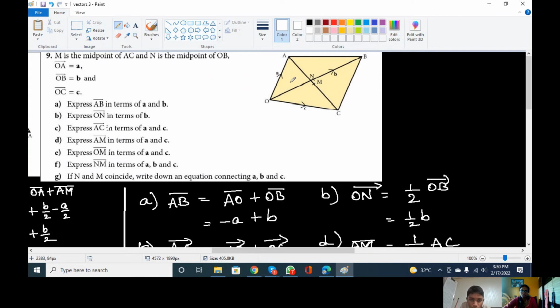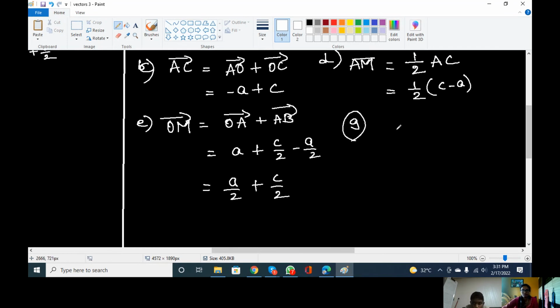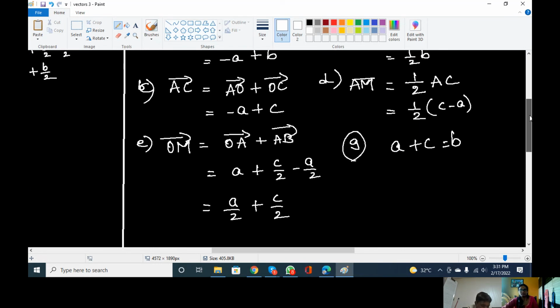If both are coinciding at this point, so this vector is simply B. So we can write A plus C is equal to B, because A also meets here, C also travels here and B will come here. So B vector is nothing but the sum of these two, A plus C. A plus C is equal to B. This is our required equation.